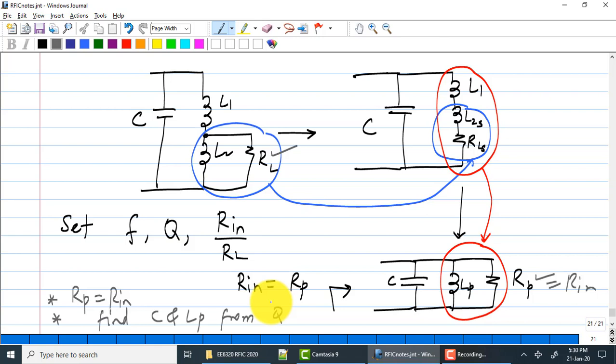What do you do next? Of course we can find out this guy here. We can find out L1 plus L2S, and we can find out RLS. Agreed?